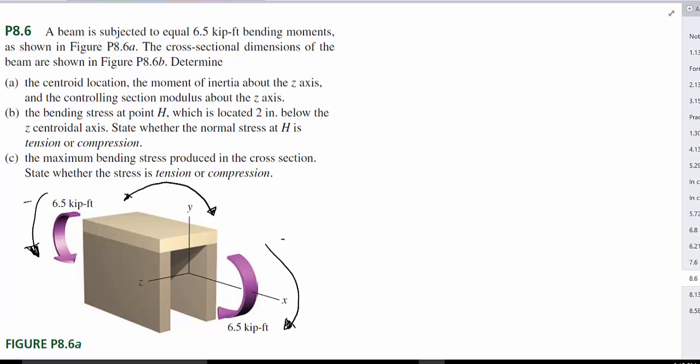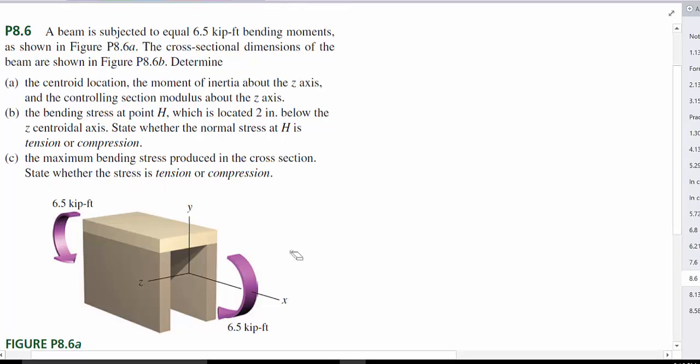But we're asked to find the centroid location, the moment of inertia, the controlling section modulus. We're given a location of H and asked to find the bending stress at that location. We need to identify if that stress is in tension or compression. We also are asked to find the maximum bending stress and then identify if that is as well in tension or compression.